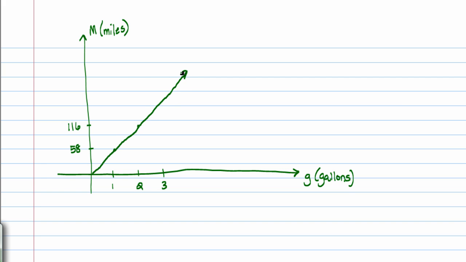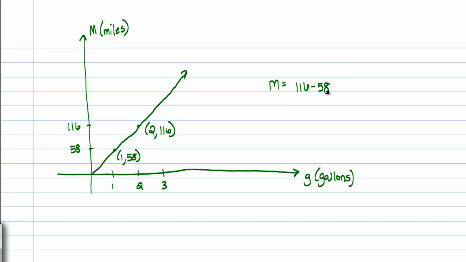And somebody asks you, one, to calculate the slope of that line. Well, this is the point 2, 116. This point right here is 1, 58. So computing the slope is pretty easy in this situation. The slope would be, well, the difference in y values, right?